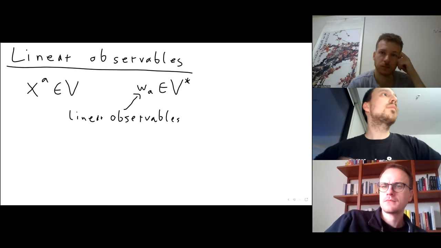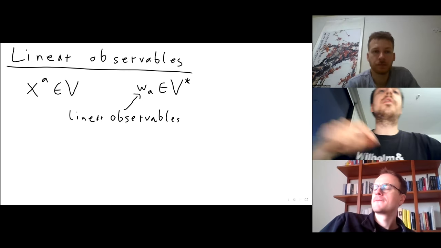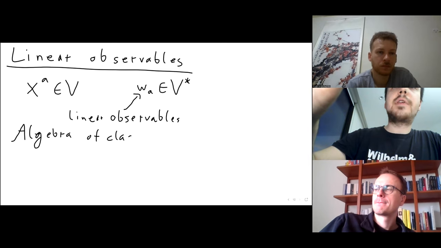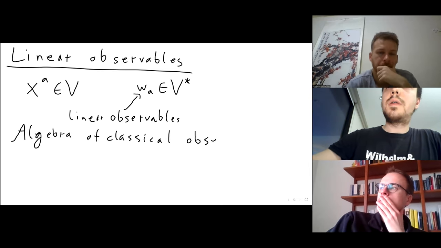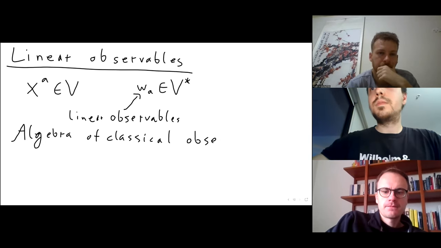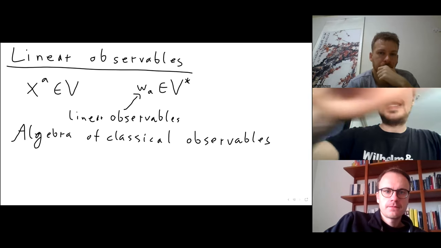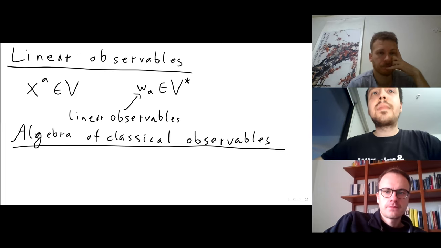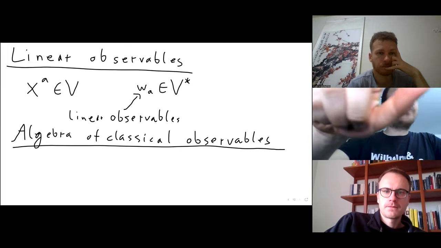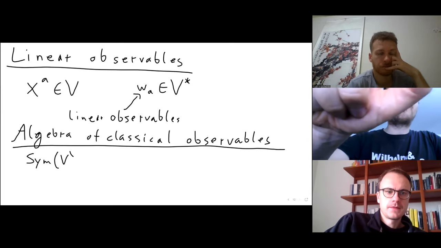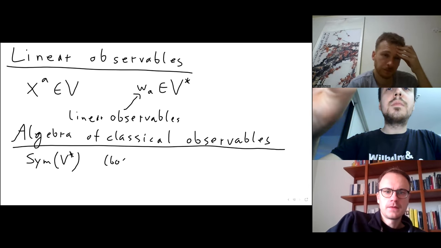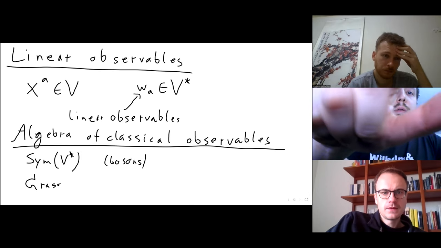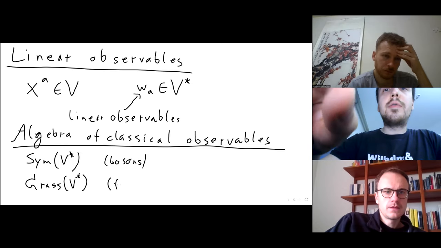And now, from the linear observables, we define the algebra of classical observables. For that, we essentially have the symmetric algebra generated by V star for bosons, and we have the Grassmann algebra generated by V star for fermions.